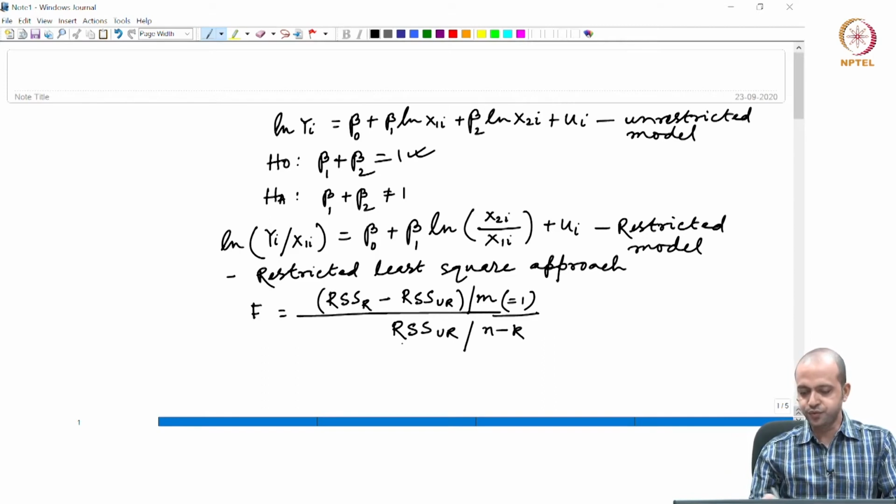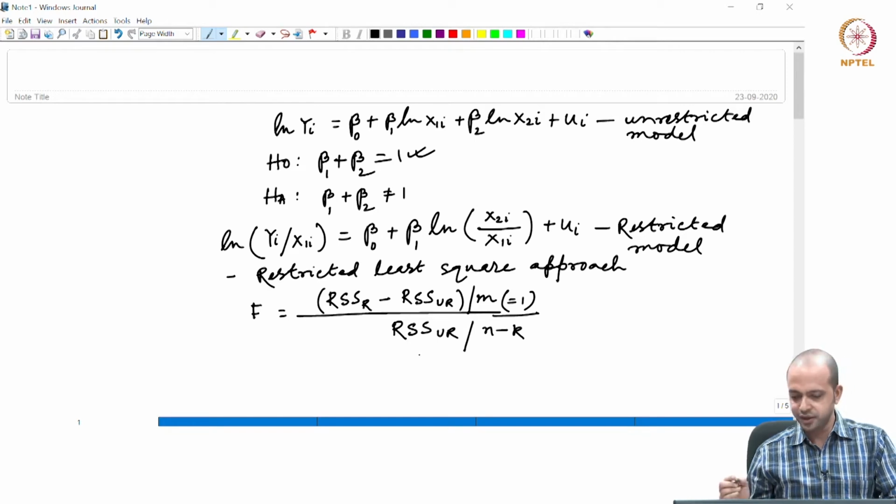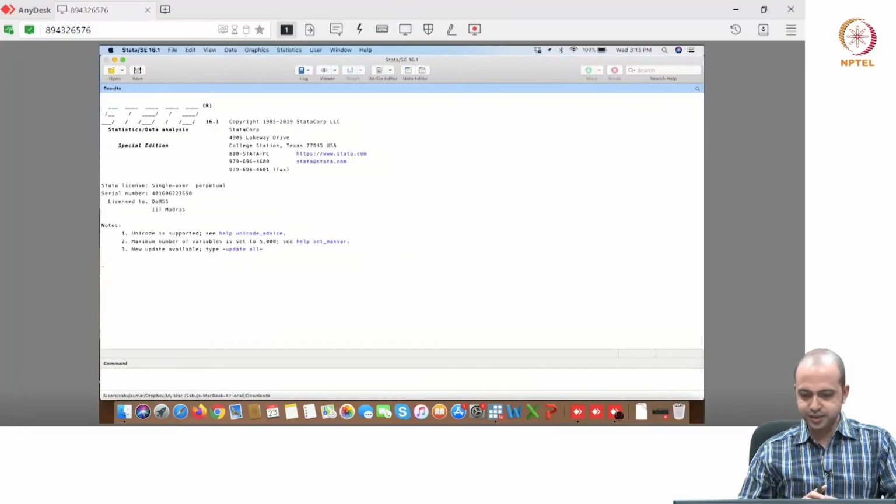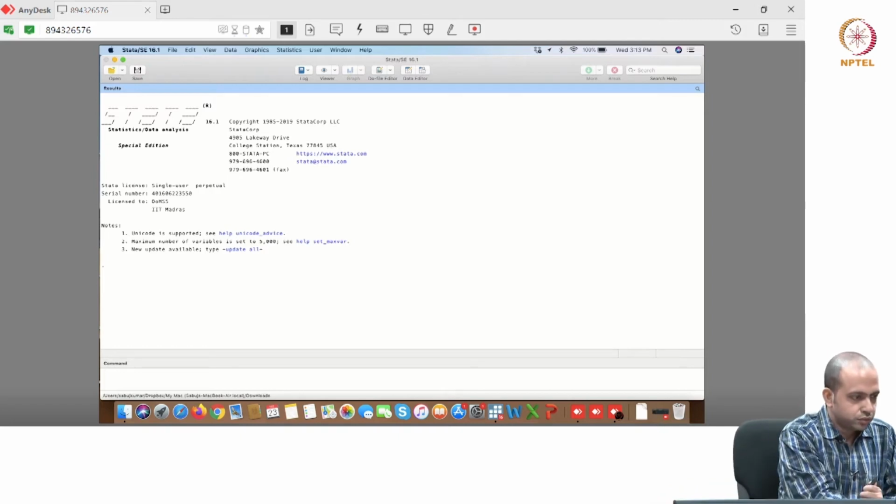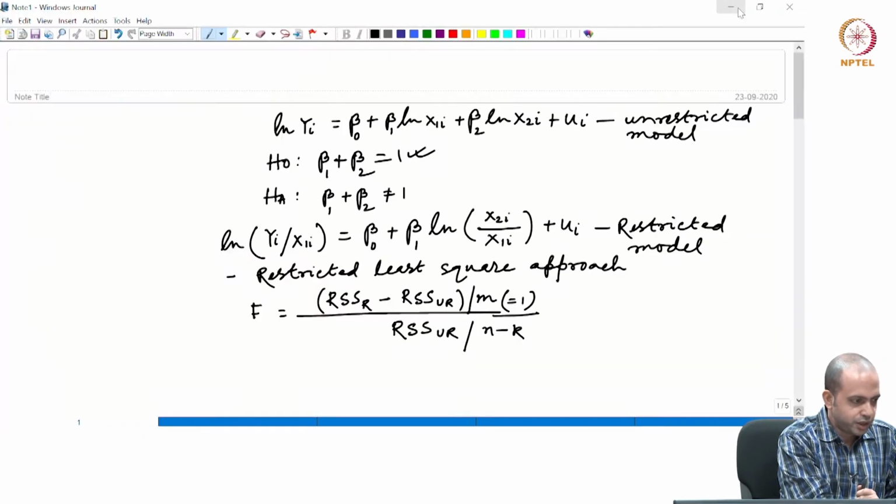We have this formula, and now I will quickly go into the software part. I will again be using the statistical software and the same data set to estimate the model, get RSS R and RSS UR, and then we will see the value of that. So, we will now go to the statistical software. First I will go to the data part.